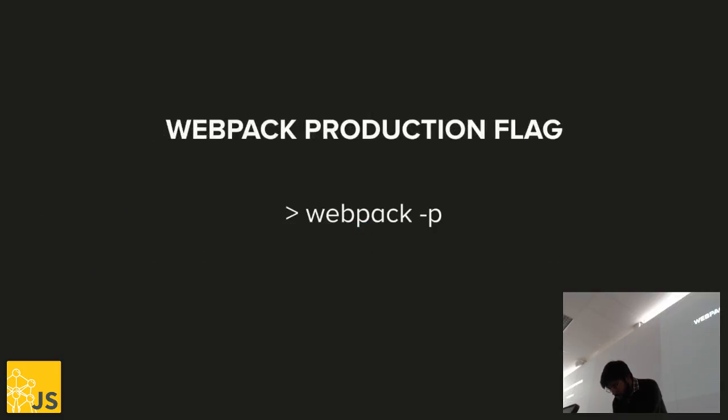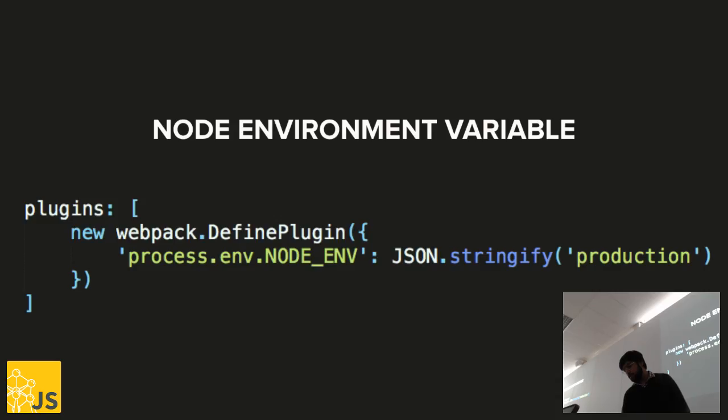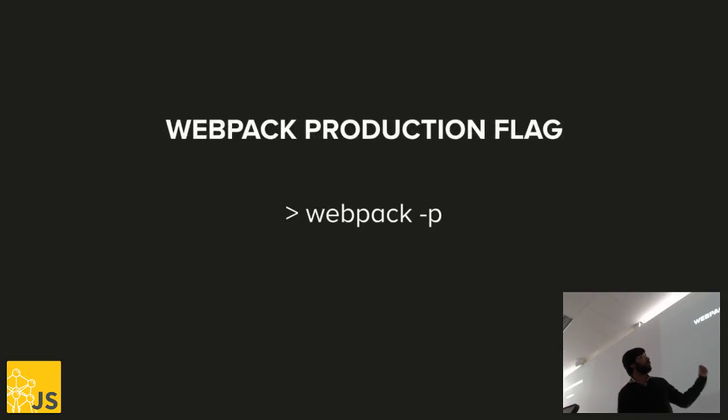So there's a quick shortcut to these two techniques. It's called the Webpack production flag. Whenever you're running Webpack, you can simply do webpack -p. This will perform these two steps in one single command. It will uglify the bundle as well as apply the node environment variable define plugin on top of it. So basically, this is the same as doing these two steps.